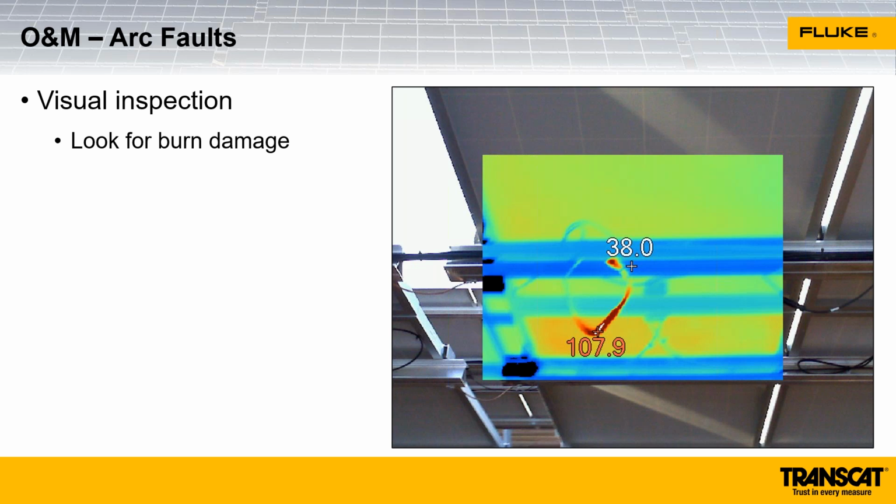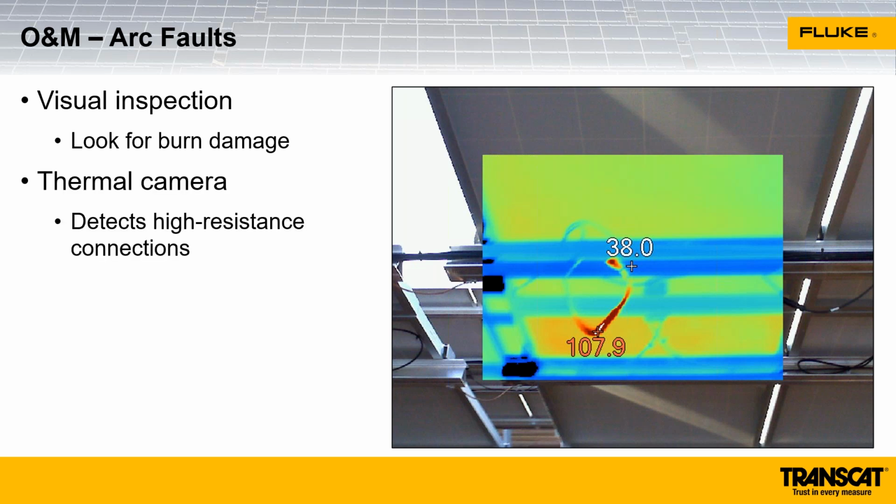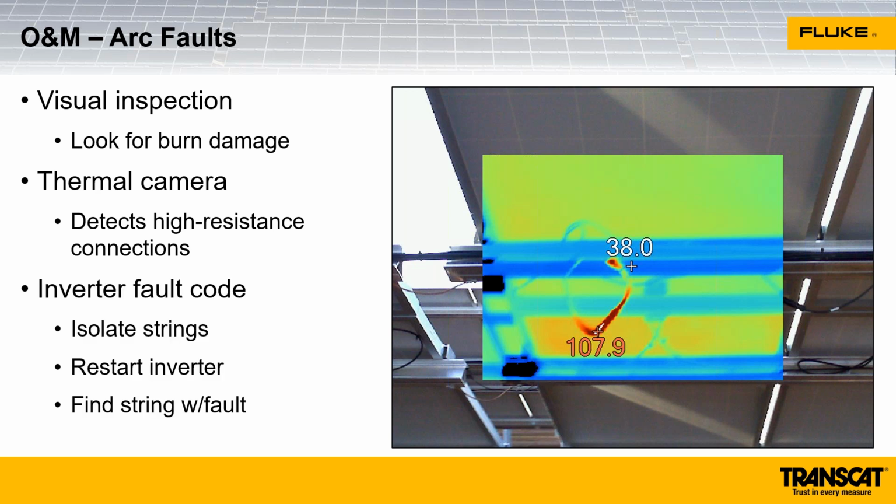Parallel arc faults are arc faults between two conductors that should have high resistance. So in this case, a positive and a negative bonding together when they shouldn't be. That would be an example of a parallel arc fault. Again, we can use thermal imaging cameras to detect those high resistance connections.